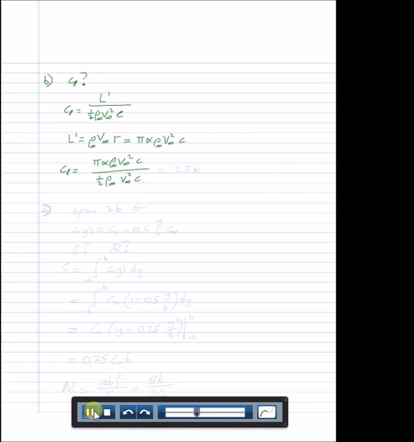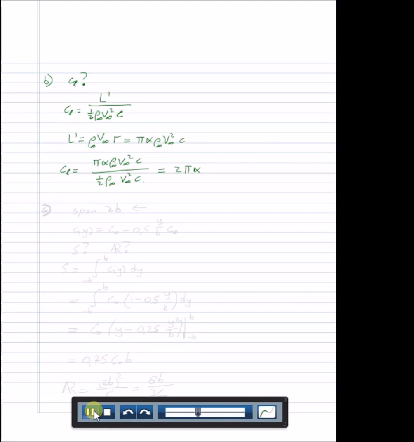So we've got a c there that cancels out, a v infinity squared and a rho. So all we're left with is pi alpha divided by a half. So dividing by a half is multiplying times 2, so we got 2 pi alpha, which you knew beforehand.